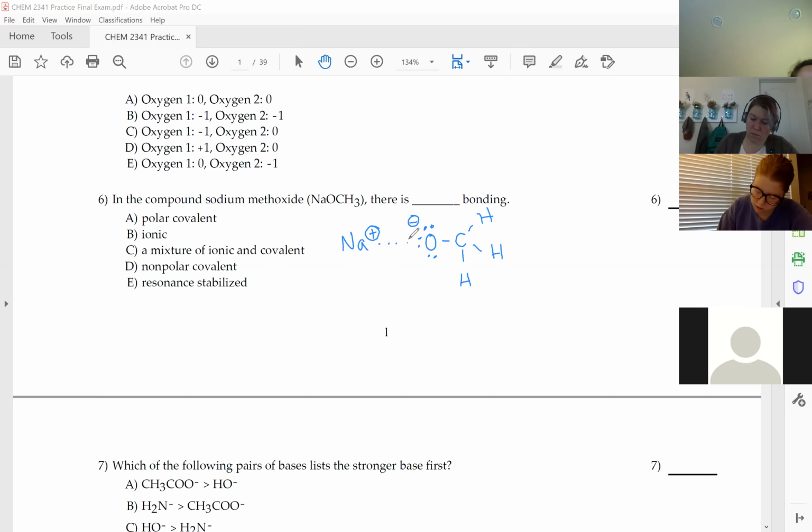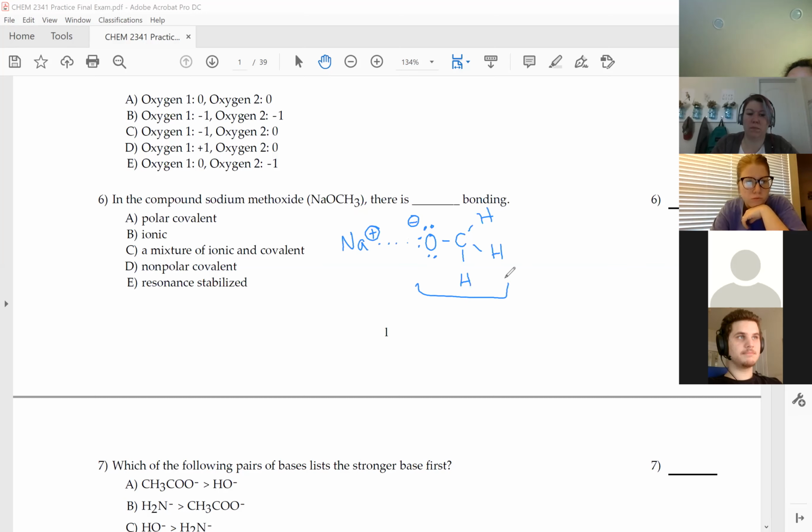What else do we have? What about in this piece? Polar covalent. Right, so that's polar covalent. So the best answer here would be a mixture of ionic and covalent. Okay, does that make sense?